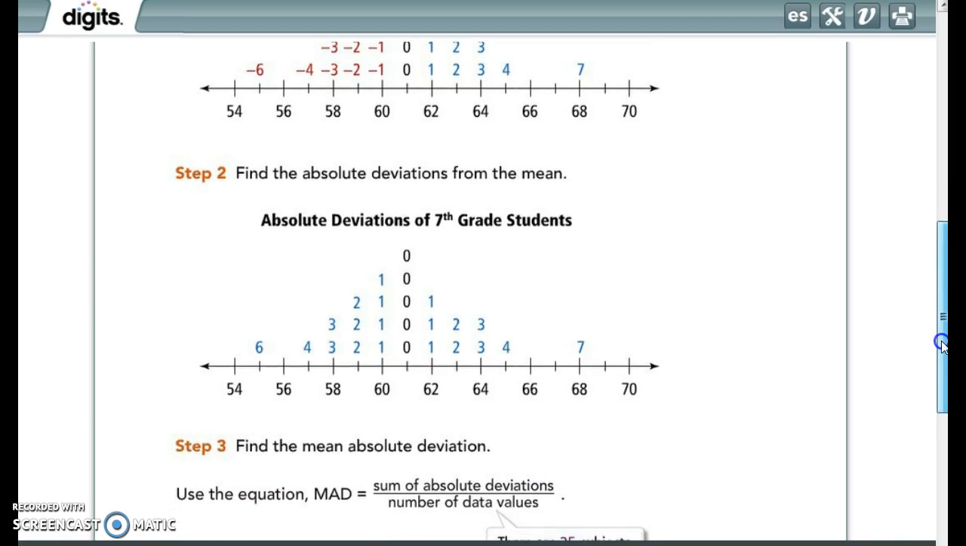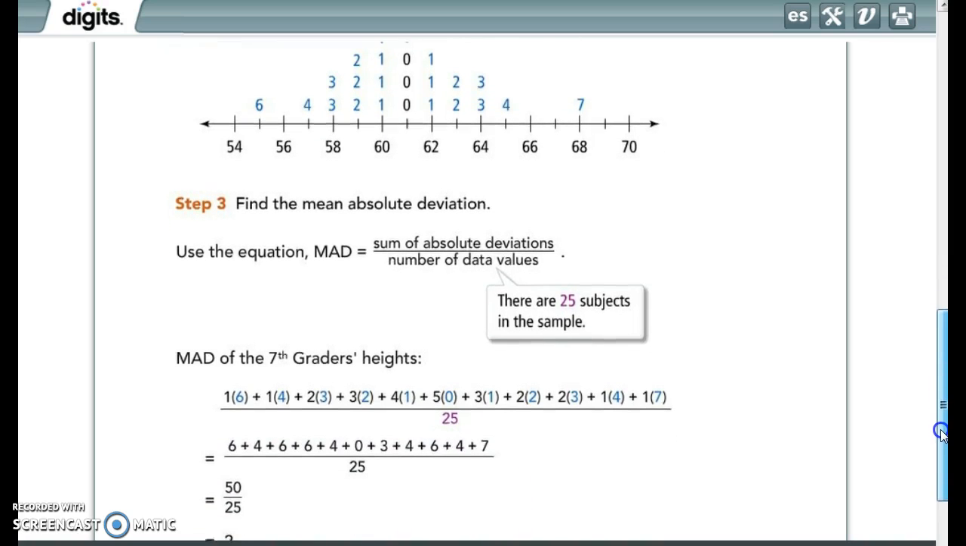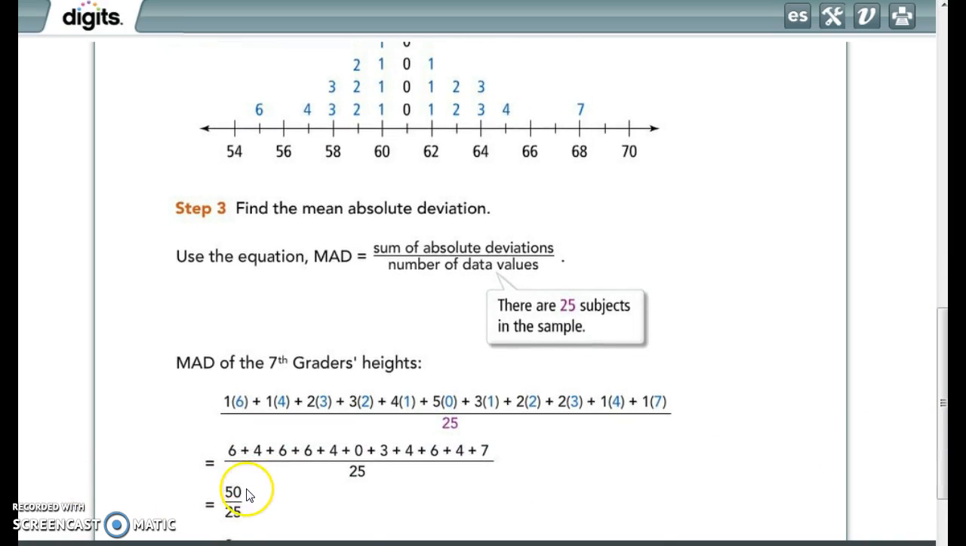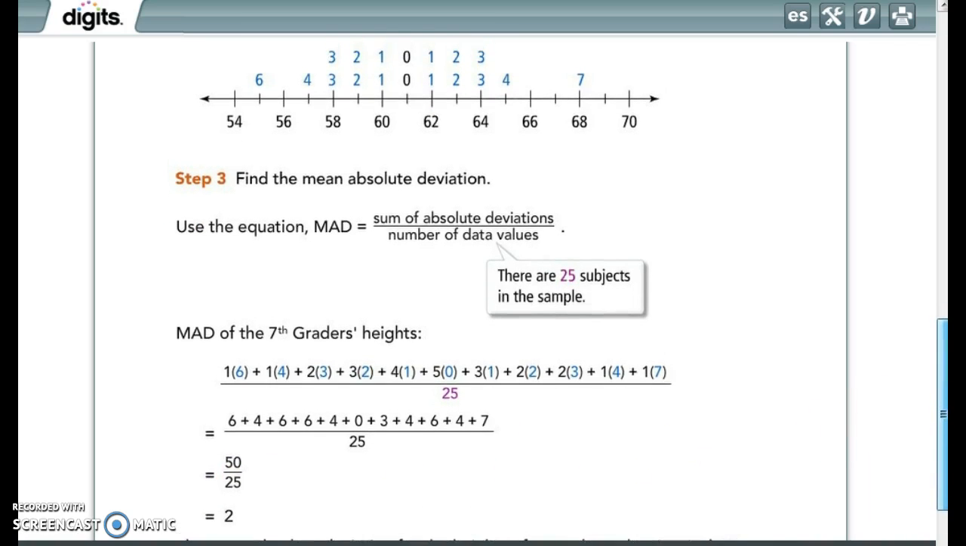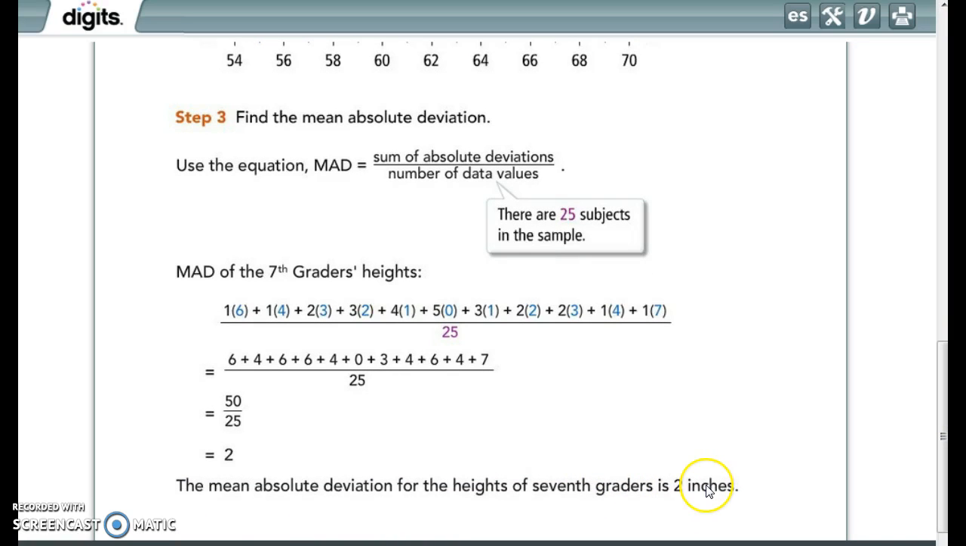Okay, now that we have the sum of the absolute deviations, we're going to divide by how many we have. And doing the math, we can see that we had a sum of 50, and then we had a total of 25 data values. So when we take 50 divided by 25, we get the answer 2. So we see that the mean absolute deviation for the height of 7th graders is 2 inches, just like we saw with 2nd graders. So fill in your answers as they're in the spaces provided on the screen or on your paper.